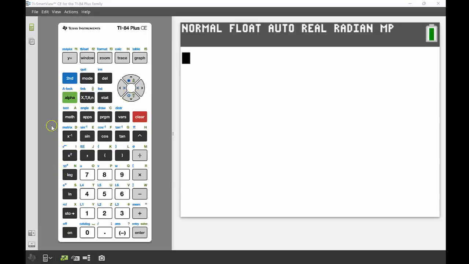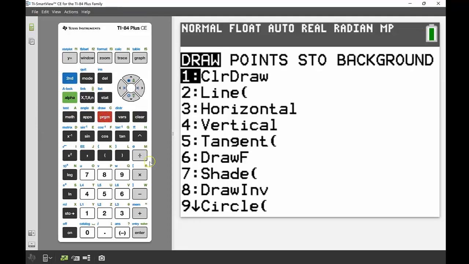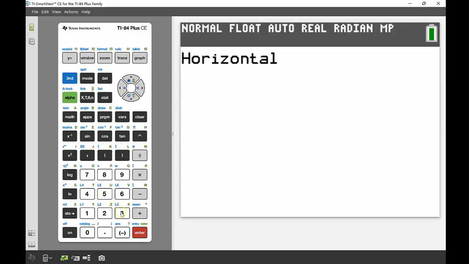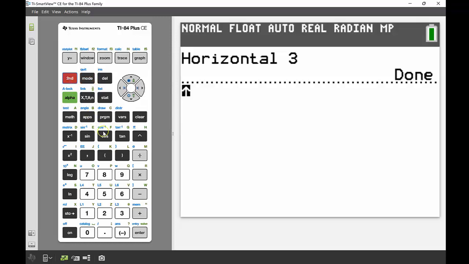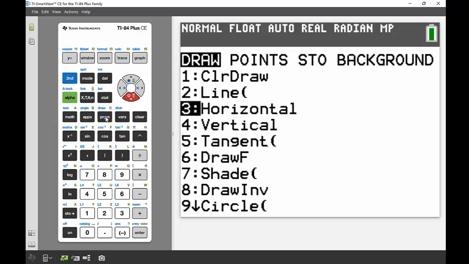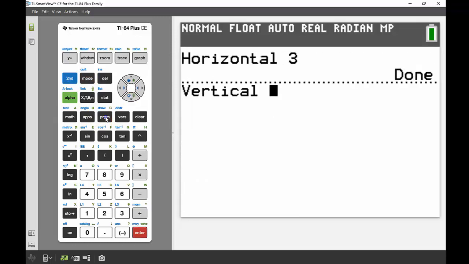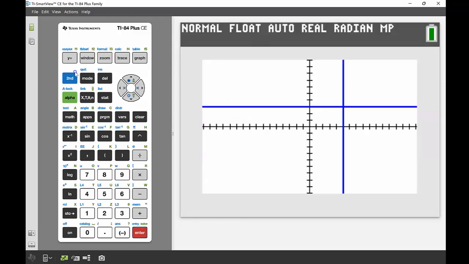Okay, so again, I'm going to use that draw menu to help me solve this problem and a few of the different functions. So I'm going to go into second program to bring up my draw menu again. And the first thing I want to look at is put that horizontal line through y equals 3. So I'm going to go down to horizontal, and then I want that line at y equals 3. Quit out of there again, and we'll put in the vertical line at x equals 5. So now number 4, and at x equals 5.